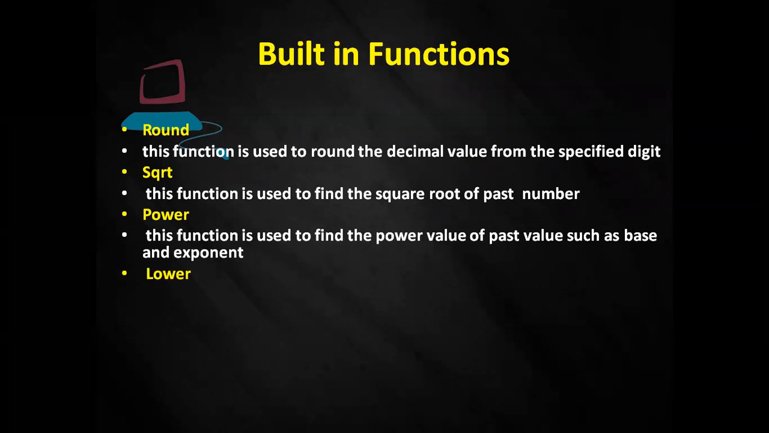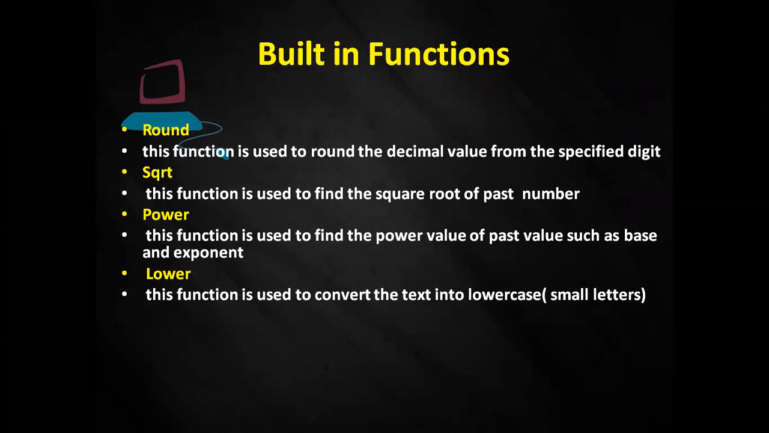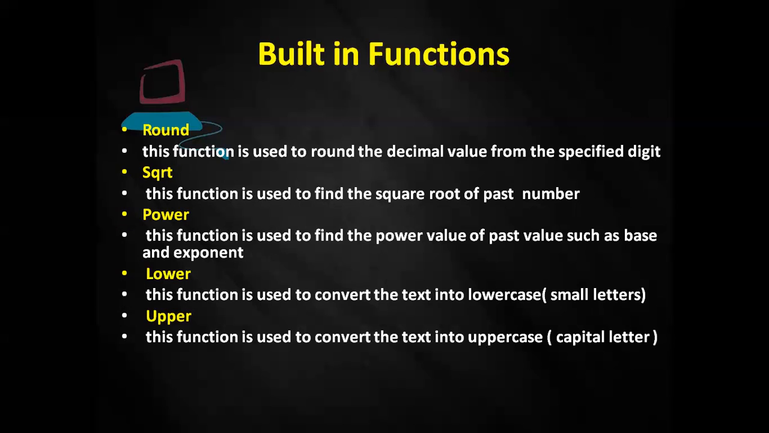Lower. This function is used to convert text into lowercase. That means small letters. If you type a mix of upper, small and capital letters, it will convert all the letters into small letters. That is called lowercase. Upper is the opposite of lower. This function is used to convert text into uppercase. Sometimes whatever we typed, we want to see in capital letters, so at that time we can use this formula and easily convert into uppercase.